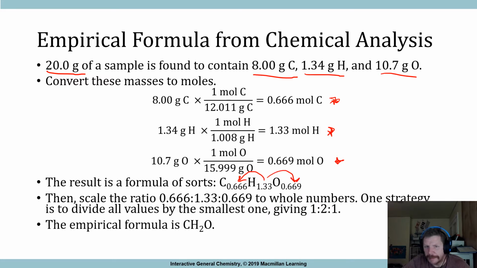And that ratio in this case would be that for every 1 mole of carbon, there are 2 moles of hydrogen. Because if you looked at 1.33 to 0.66, you'd see that that's a 2 to 1 ratio. So this particular substance has a molar ratio of 0.666 to 1.33 to 0.669, which, when you convert those into whole numbers, you figure out that the empirical formula of this substance is CH2O.